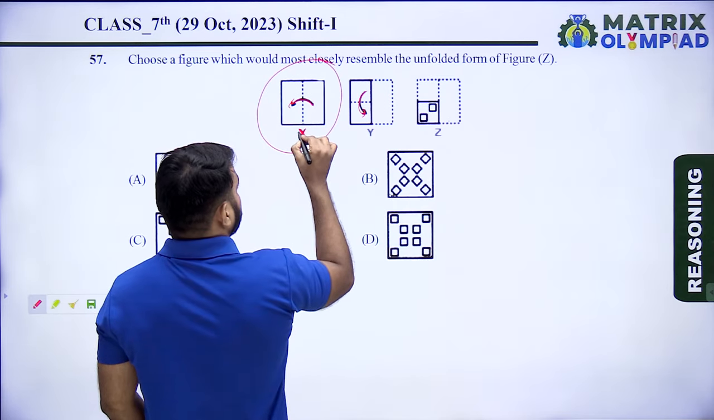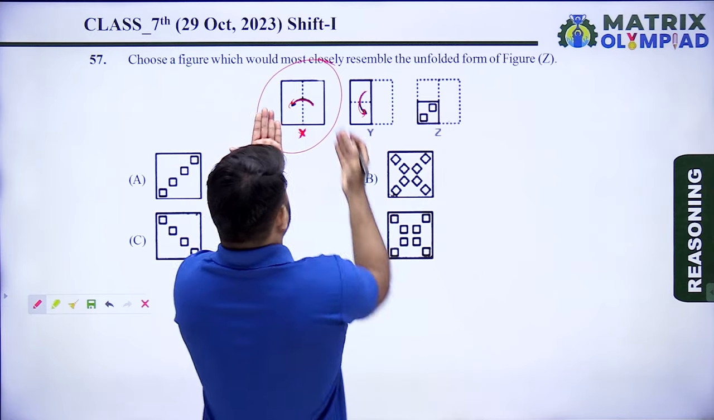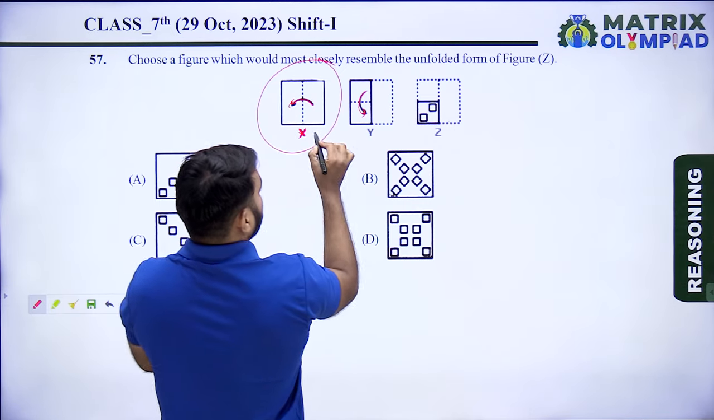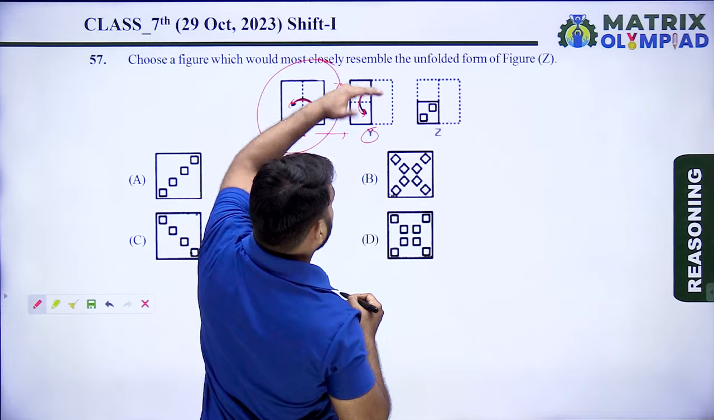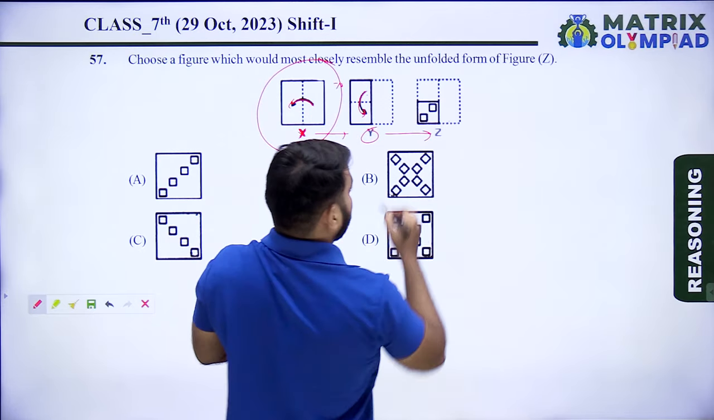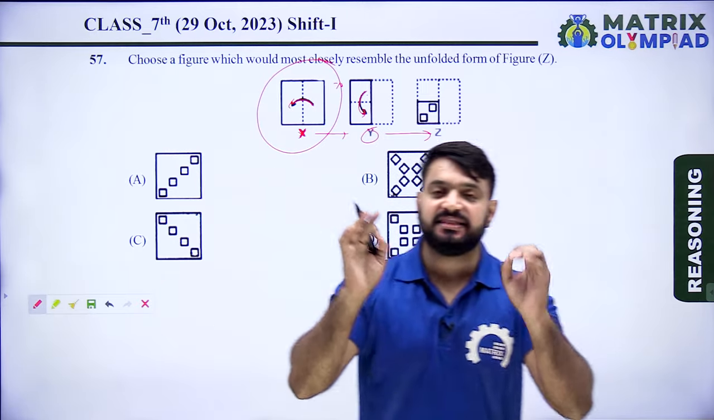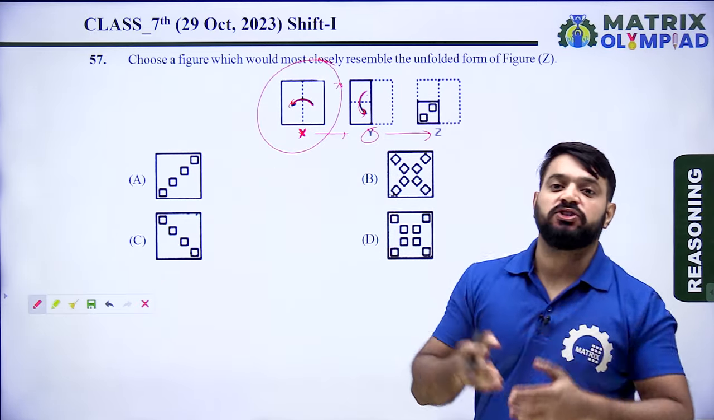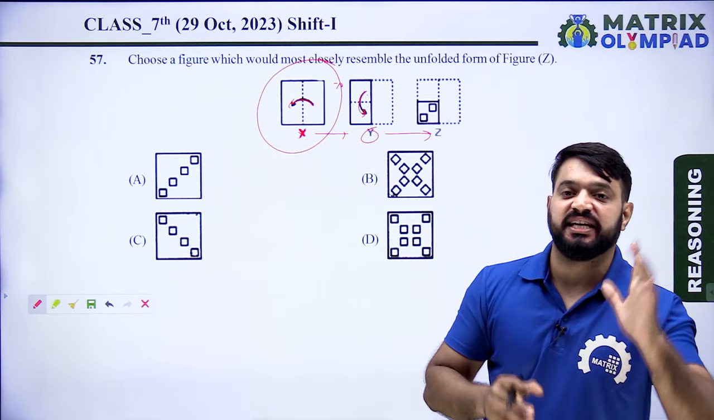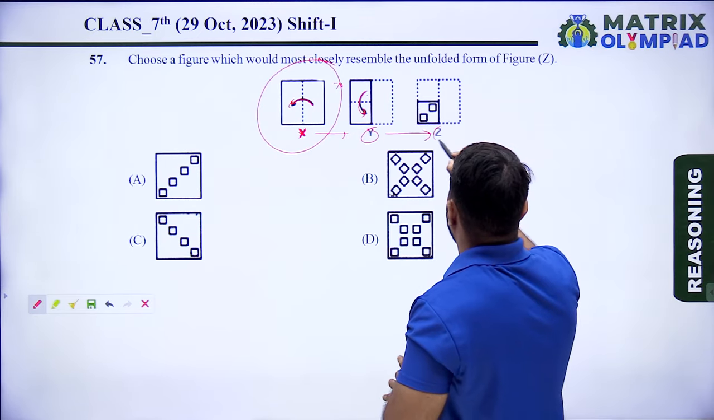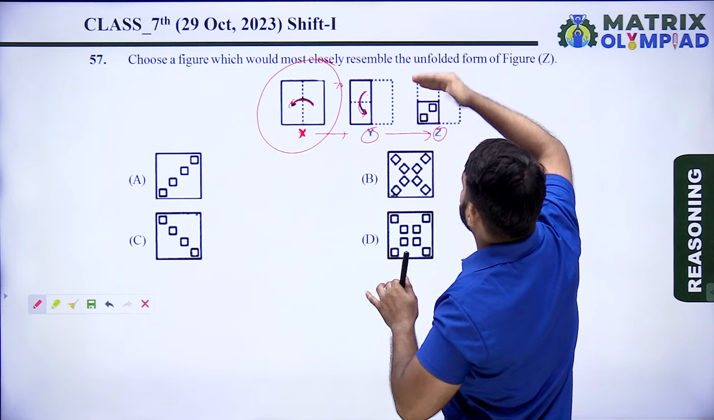So first we folded X, then we go to Y. Now we folded Y, then we go to Z. Now unfold the paper in the same sequence in which it was folded and find the mirror image in each case. So first unfold the Z.